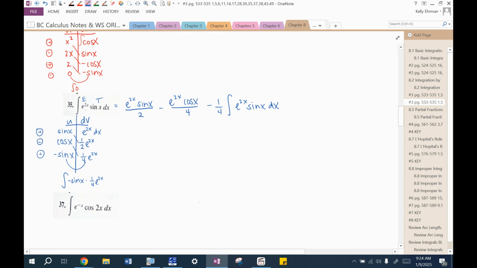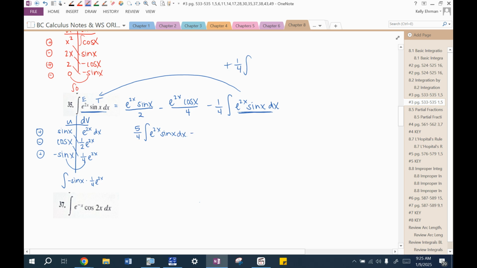So when you have an exponential and a trig, here's why you do the trig as many rounds as you need to get back to the original. Because this integral, see how it's the same integrand as here? So we can combine like terms. We need to solve for this integral, so we're going to add 1/4 times this integral over to the other side. So 1 plus 1/4 is now 5/4 times the integral of e to the 2x sine x dx.